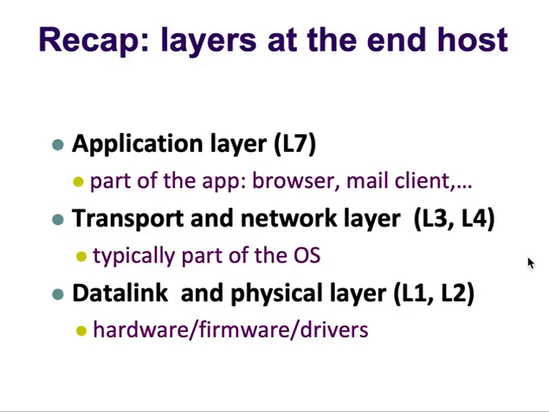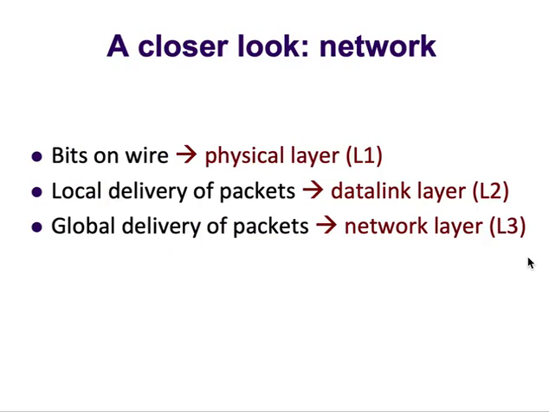So I'm going to recap. At the end host, we have L7, typically part of your app, L3 and L4, typically part of the OS, and L1, L2, typically implemented in your network interface card. Any questions before I move on to the network?